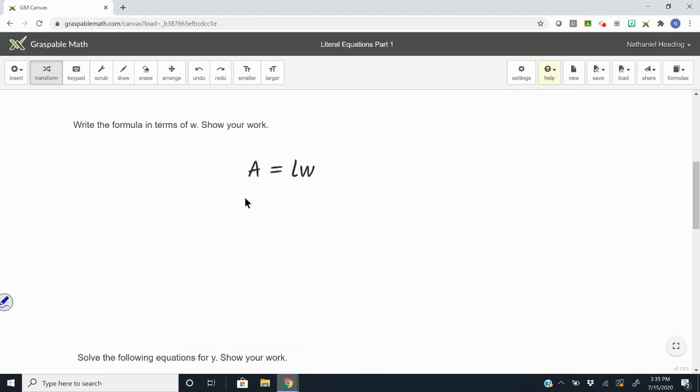So we're going to do this one. I have here area equals length times width, and what I want to do is write the equation in terms of the width. That means if I'm given the length and the area, I can find the width.